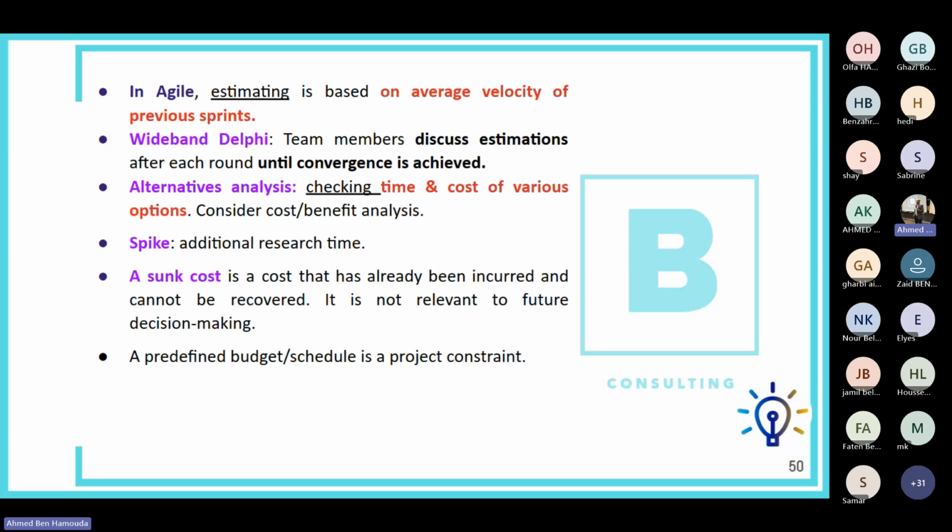A sunk cost refers to some cost that has already been incurred and cannot be recovered. And usually, sunk cost is not relevant for any future decision making. And usually, in the planning of the project, in case you have a predefined budget or schedule, that is considered a project constraint. Okay, so these are our tips and tricks for the planning of the project. And these tips and tricks can be used either in Waterfall or in Agile.